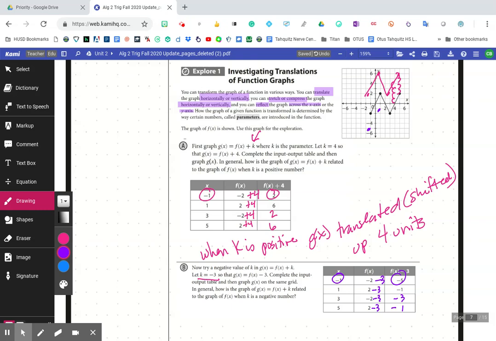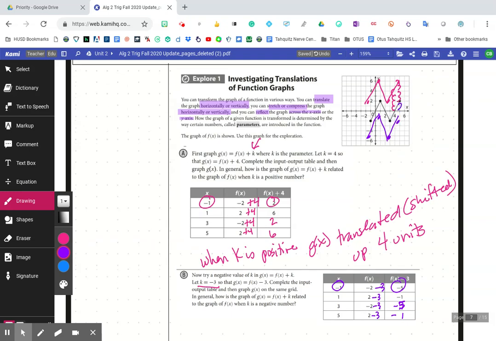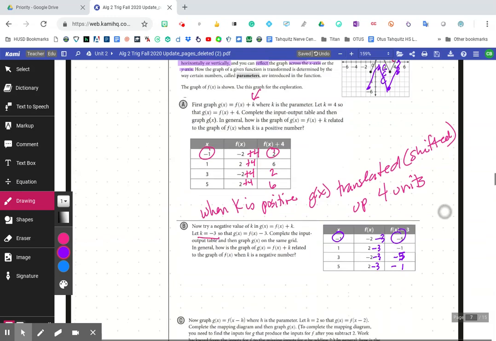Something doesn't seem right. That should have been -5. Thank you. -5. And then -5, -1. So this is our picture this time. And you'll notice this time the graph moved down 3 units, and it doesn't matter where on the graph I pick that, it's always 3.